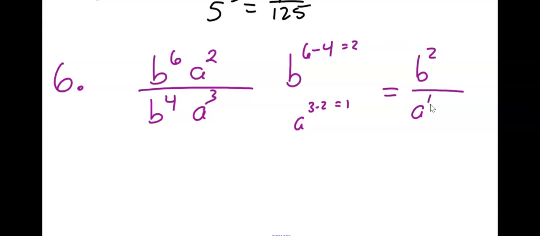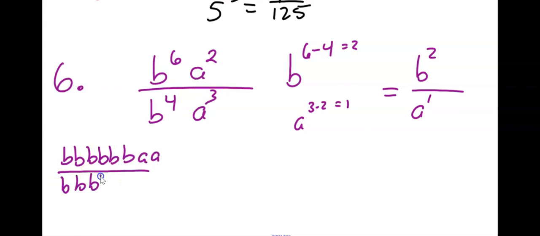And it goes back to the way back when you first start doing these. If you had b to the 6th, they would tell you you write out 6 b's. You write out 2 a's. You write out 4 b's and you write out 3 a's. And then you just go back through and you cancel out everything that's got in common.